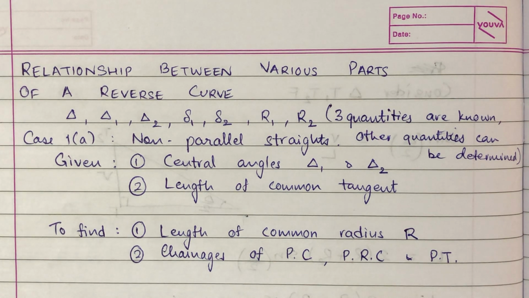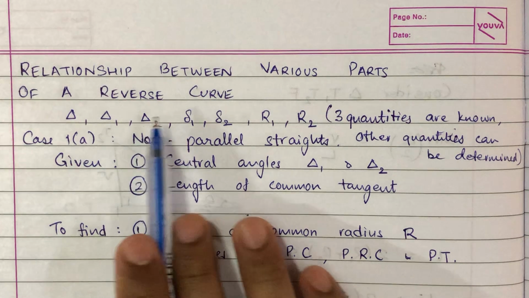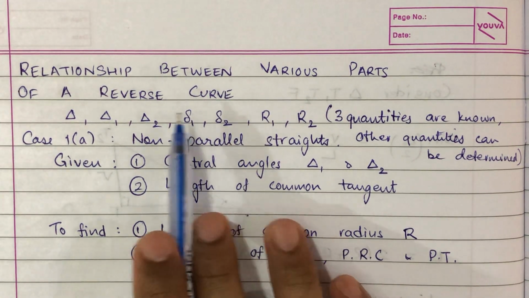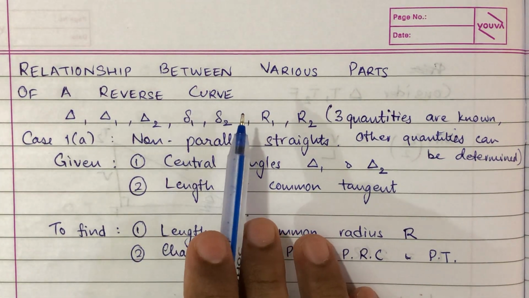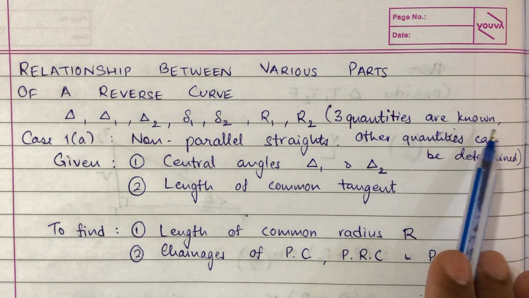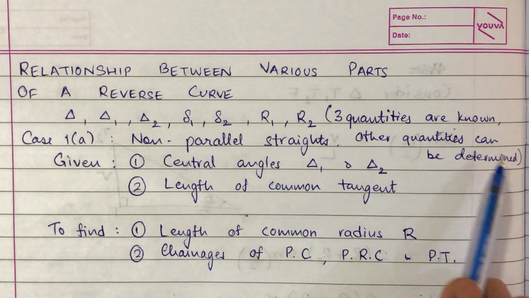In my previous videos, we had discussed the reverse curve and the relationship between various parts of a reverse curve. Two cases arise, case 1 and case 2. Case 1 is for non-parallel straights. There are 7 quantities in a reverse curve, and if 3 quantities are known to us, the other quantities can be determined easily.